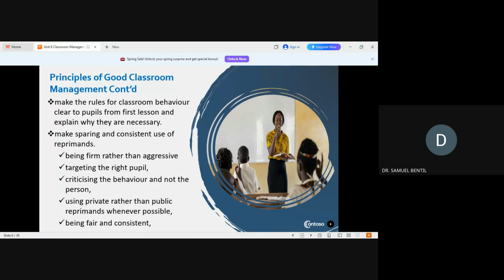Those kinds of things are not acceptable to be used on your learners. Criticize the behavior and not the personality. You must also remember that private reprimands work better than public ones. There are some students that the more you punish them before their colleagues, in the classroom for everybody to see, the more you empower them.